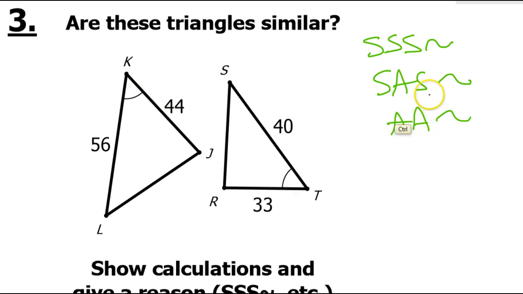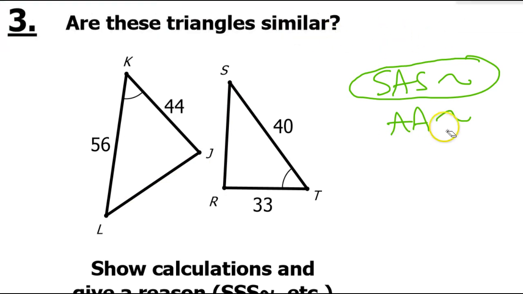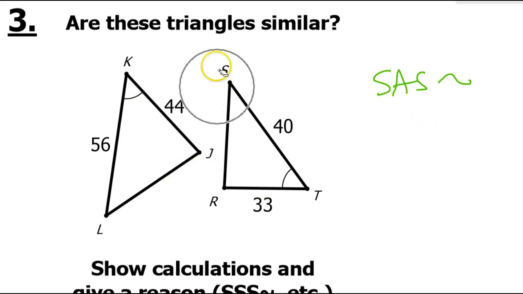So looking at what we have, it looks like our best shot is side angle side similarity, because I see 2 sides and the included angle, 2 sides and the included angle. So let's go for side angle side. We don't have 3 sides. This side is blank, so we don't have 3 pairs of proportional sides, and we don't have angle angle similarity. We have 1 pair of angles, and that's all.